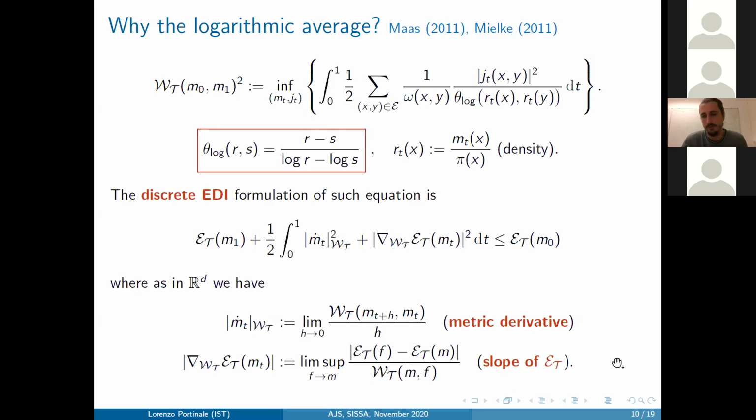I use F and M to focus a bit more on the fact that they were discrete spaces, but this is a measure. So in the space of graphs, we don't have anything. We just define a metric space of probability measures on the graph. Okay. Exactly.